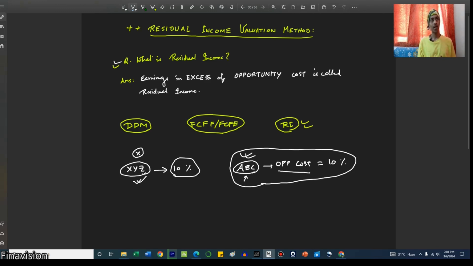Now, instead of this being the opportunity cost, what we do is we either take the cost of equity, that is the required return on equity, or the capital charge, that is the return required on the total capital, that is debt plus equity combined. This is only equity, this is the entire capital, debt plus equity combined in a simple structure.